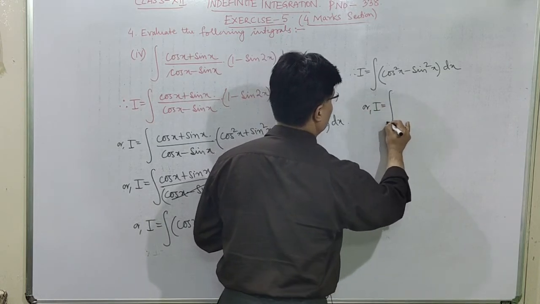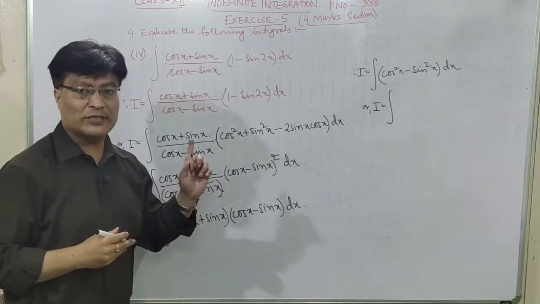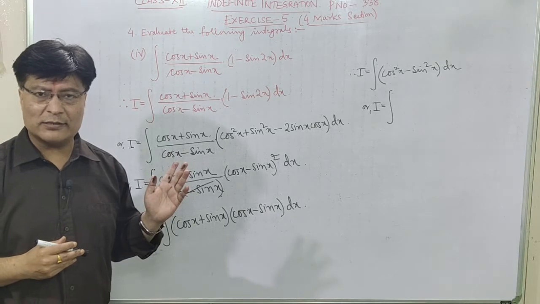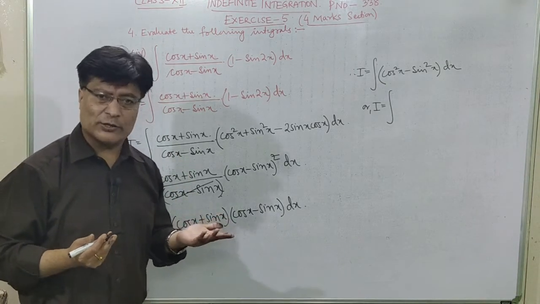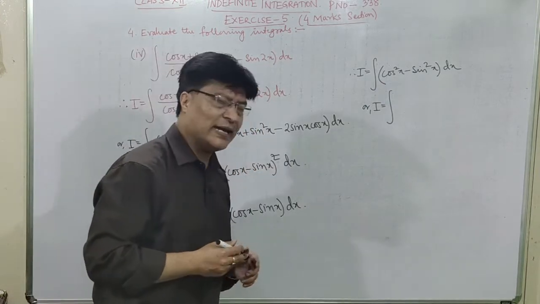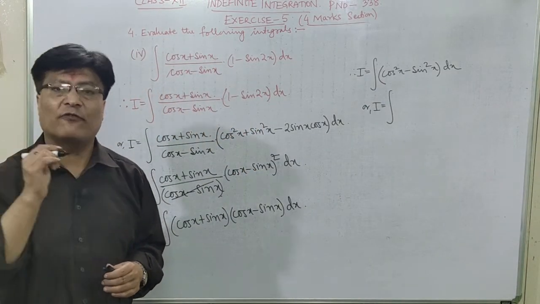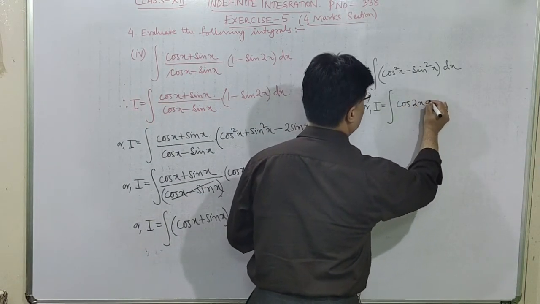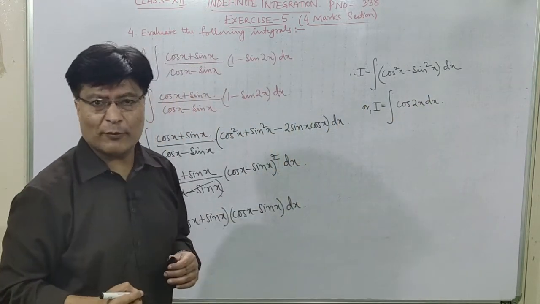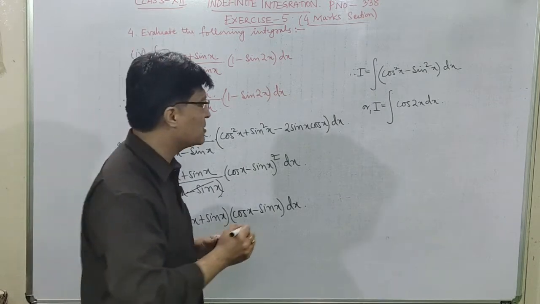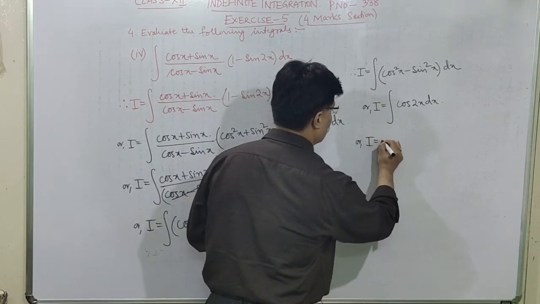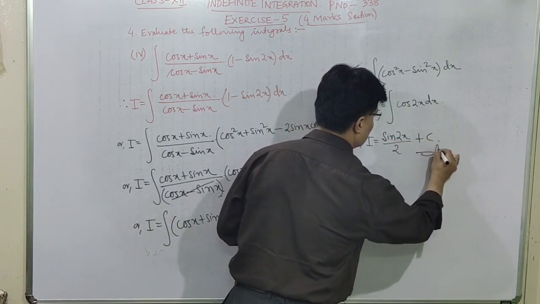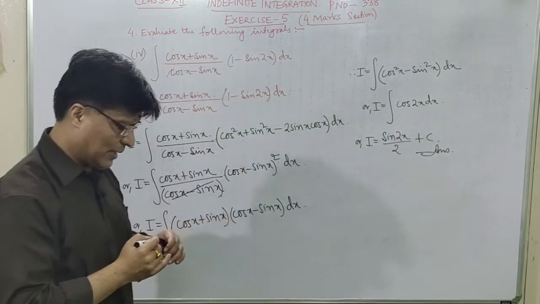Now what will you do in the next step? Don't separate it. You may separate it and again use the formula for multiple angles. In that case also you will get the answer. But there is a direct formula for cos square x minus sin square x from multiple angles. So what is that formula? It is integration of cos 2x dx. Now you can easily use the formula. This is just like integration of cos mx dx. So what is integration of cos mx dx? It is sin 2x divided by 2, then plus c. So this is the final answer.